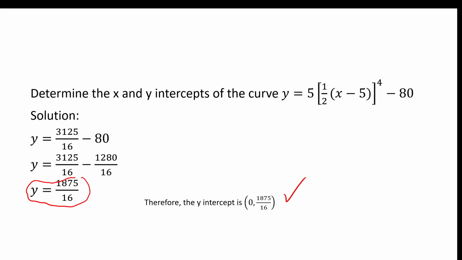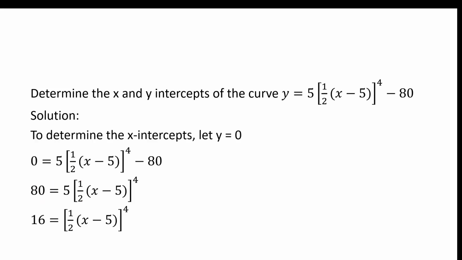We don't know which yet. Let's find out. We're going to let y equal 0. So putting a 0 here, we move 80 over and divide both sides by 5. When we move that 80 over, it becomes positive. Divide both sides by 5, we get 16.